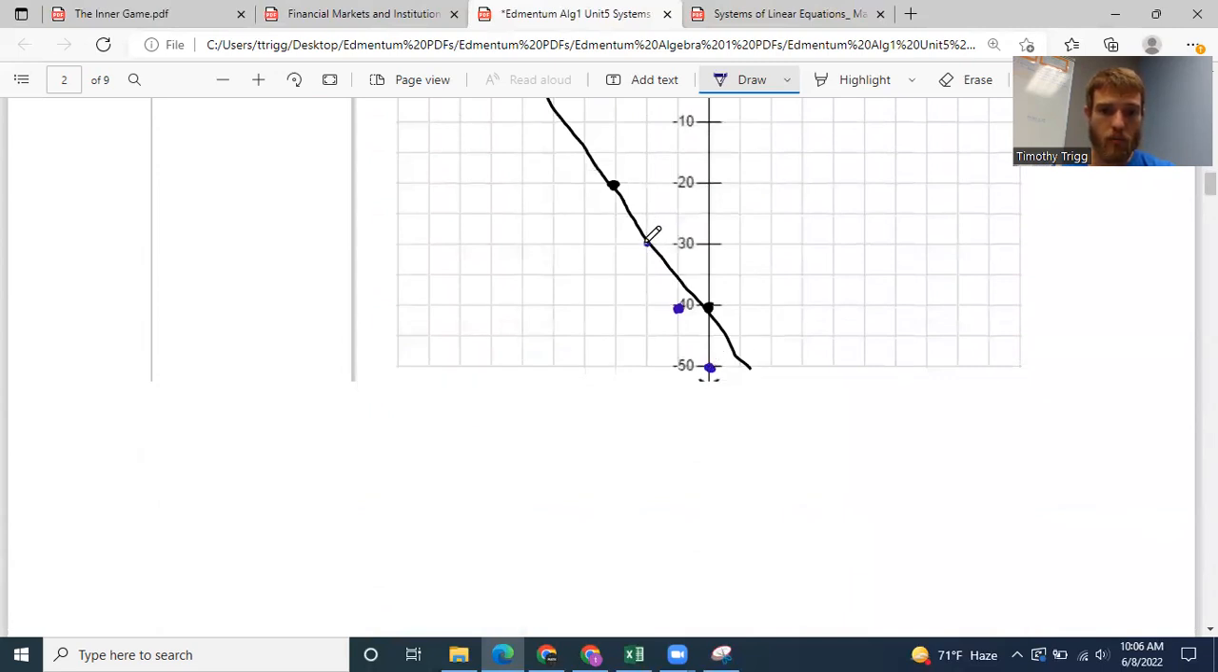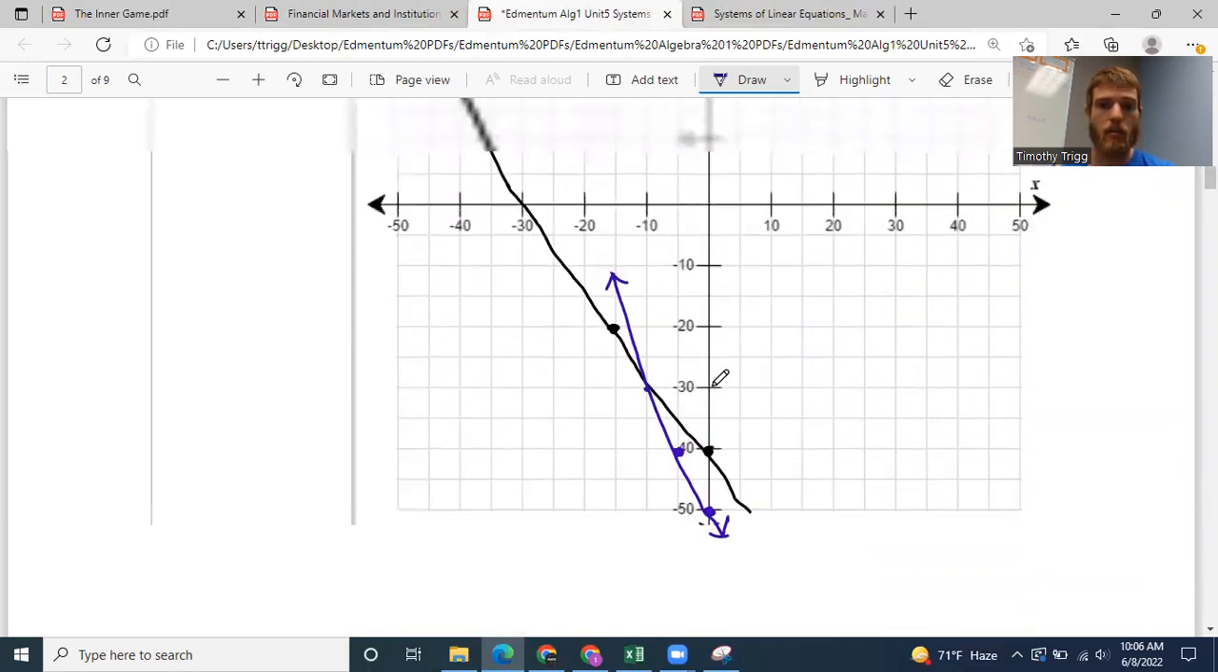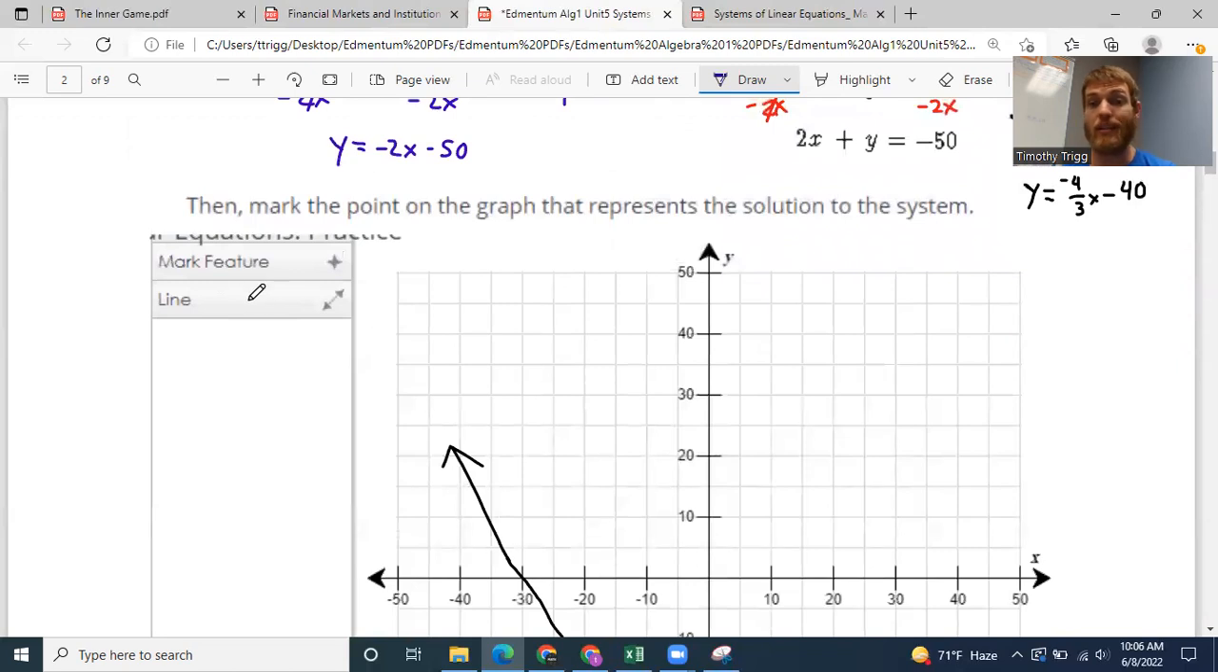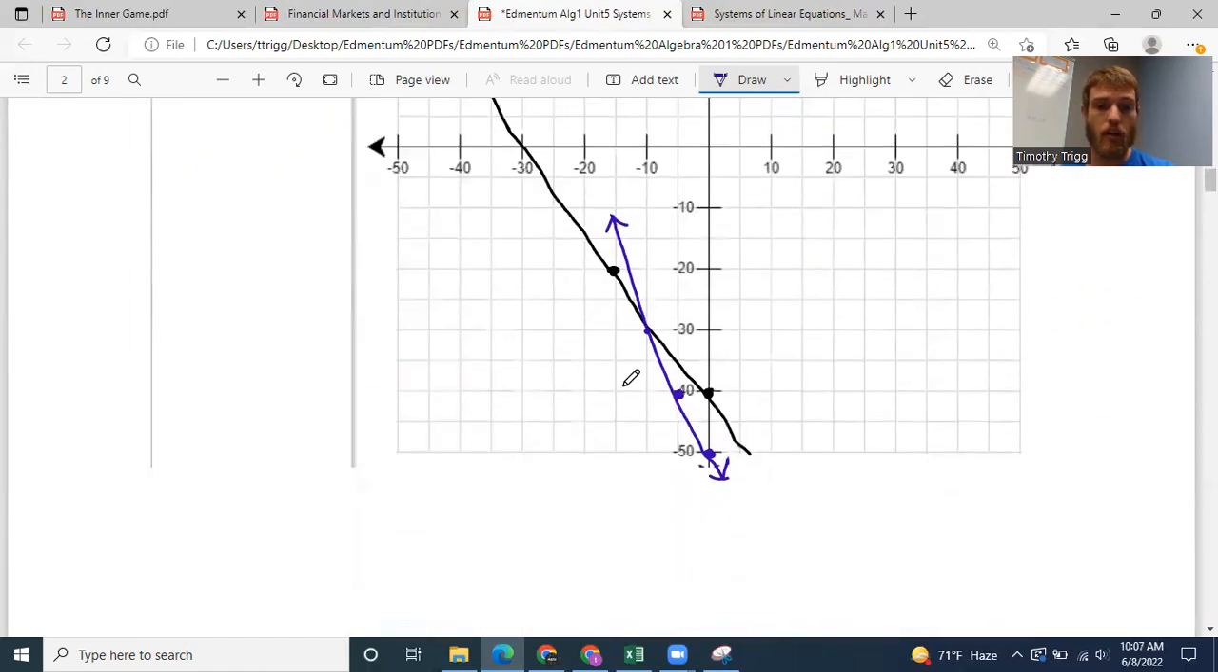And these two will cross somewhere around here, something like that. My graph is not perfect, but yours will be because you're going to be using the line tool. All right. Then wherever they intersect, you're going to go to the mark feature, click on that, and put that point wherever they cross. Okay.